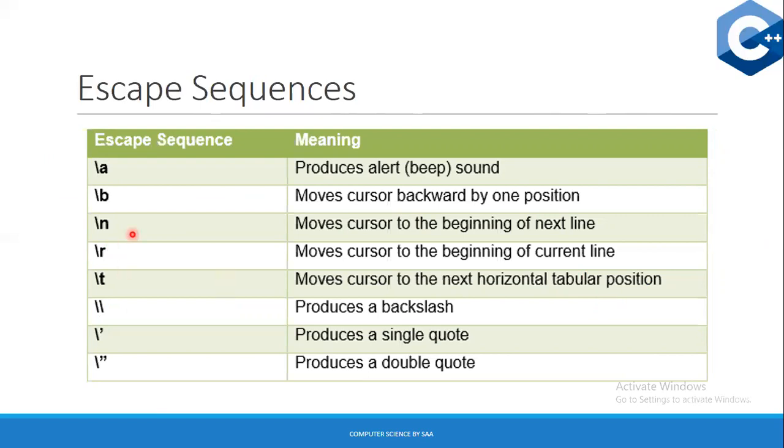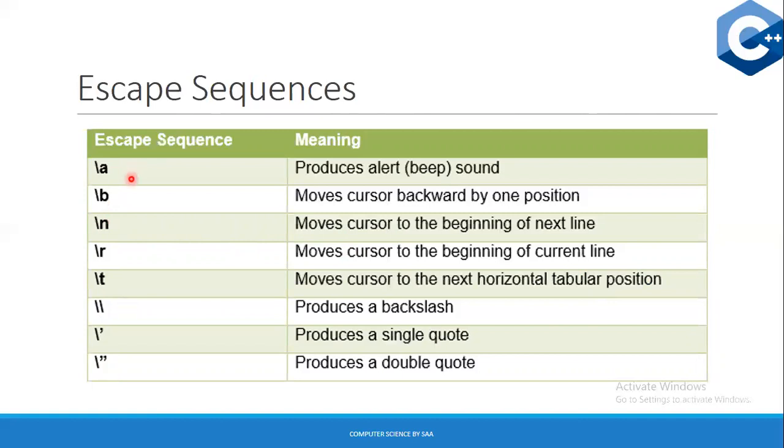The most commonly used escape sequence is \n. You are already familiar with it. In our previous lecture, during the practical demo, I used this backslash in different programs. So you must be familiar with backslash n. This backslash n is basically used to move the cursor to the beginning of the next line. And this is the complete list of the available escape sequences in C++.